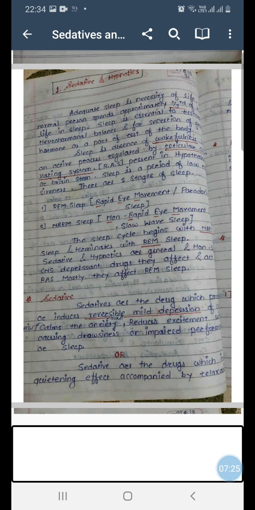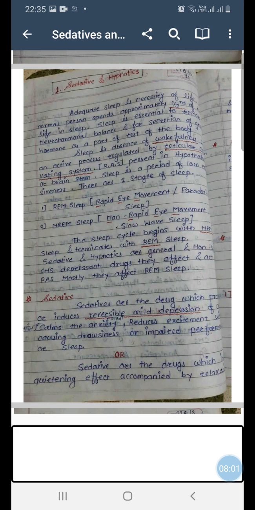Now, this NREM sleep is further divided into four stages. So, in all, you can say throughout the night you pass through periods of five stages, four of NREM and one of REM. The duration of NREM sleep is around 90 minutes. So, whenever you fall asleep, after 90 minutes, you will have a period of REM sleep which will last for around 30 minutes or so.